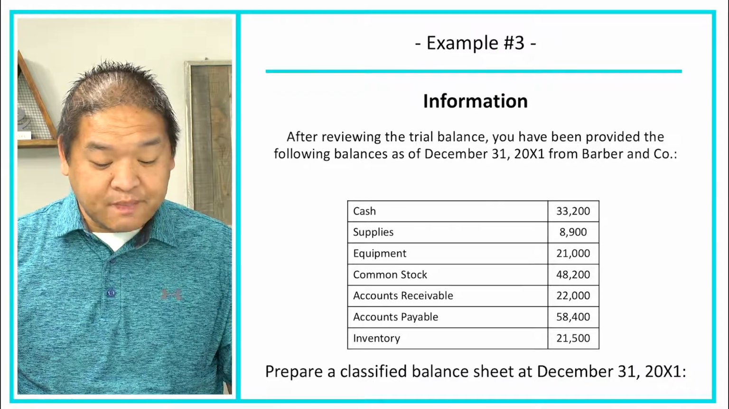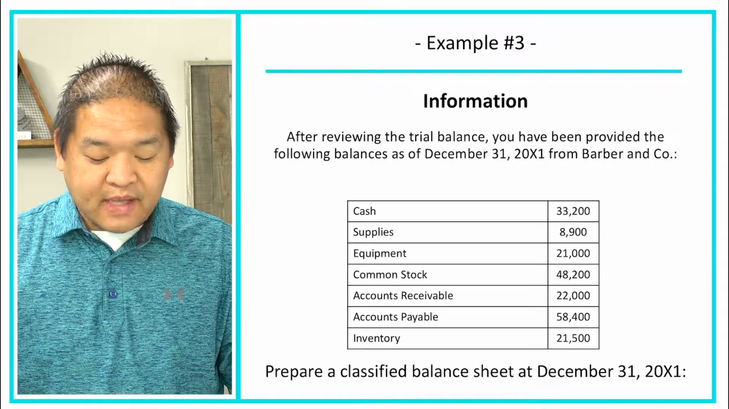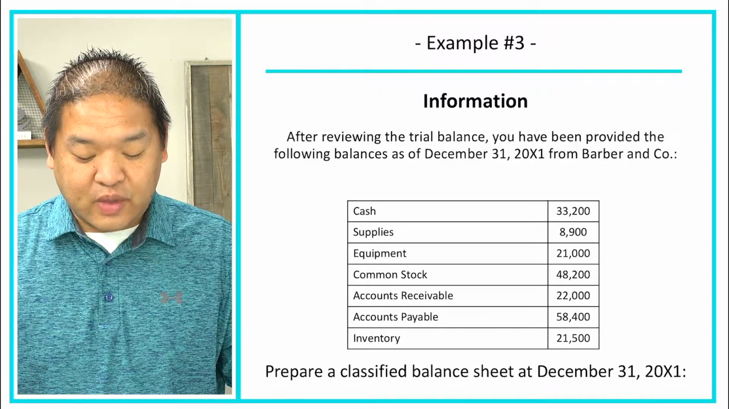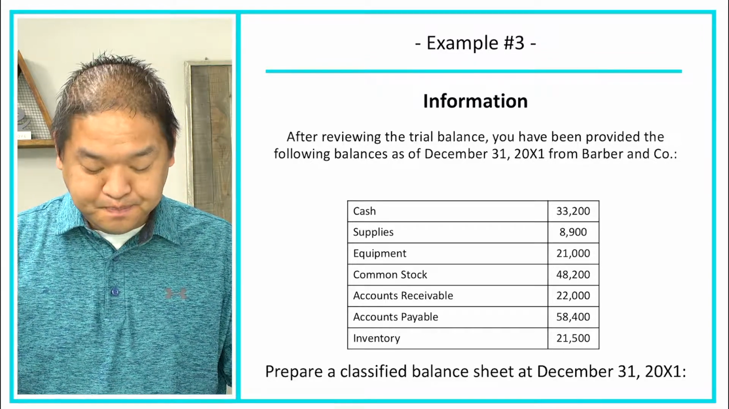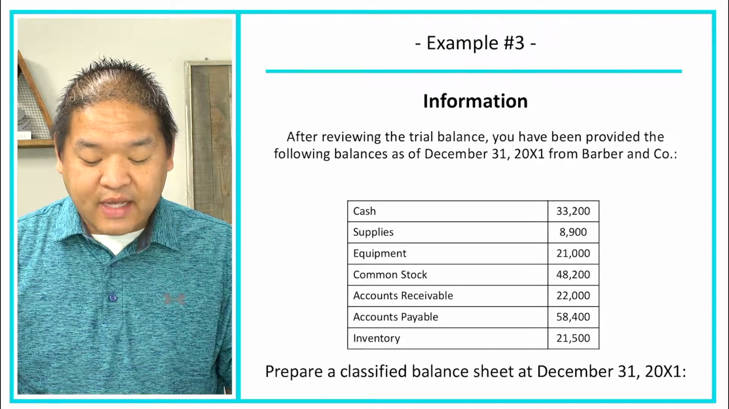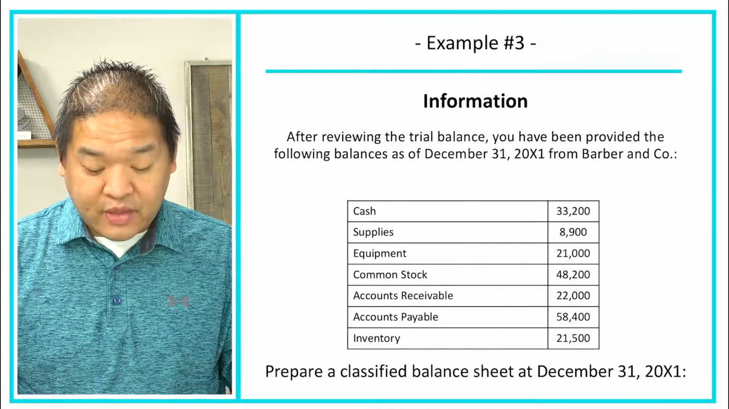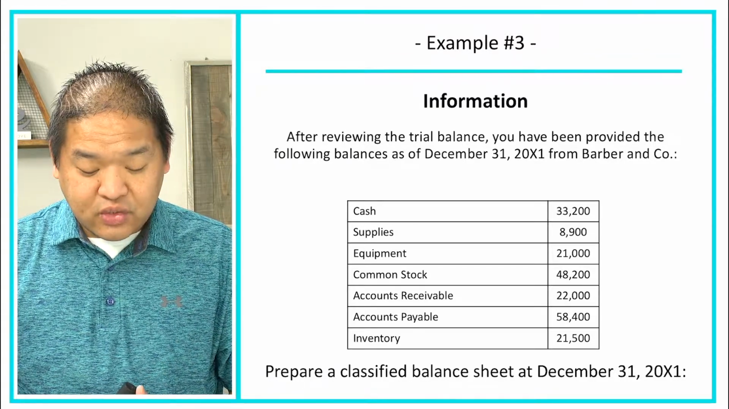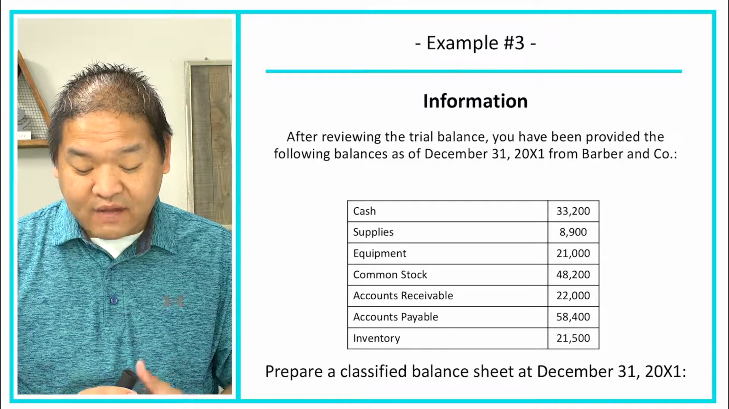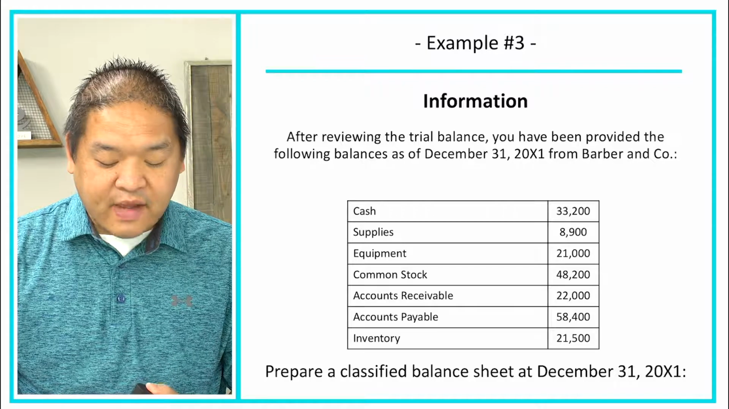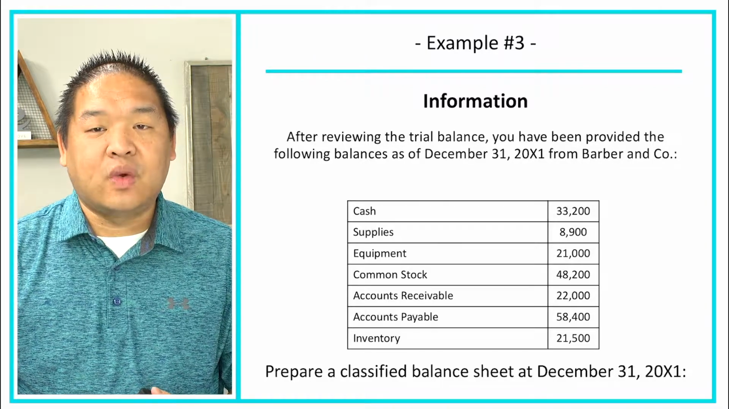So here's the information. After reviewing the trial balance, you've been provided the following numbers as of December 31st, 20X1 from Barber and Company. So it looks like we have cash of $33,200, supplies of $8,900, equipment of $21,000, common stock of $48,200, AR of $22,000, AP of $58,400, and inventory of $21,500. Prepare a classified balance sheet as of December 31st, 20X1.